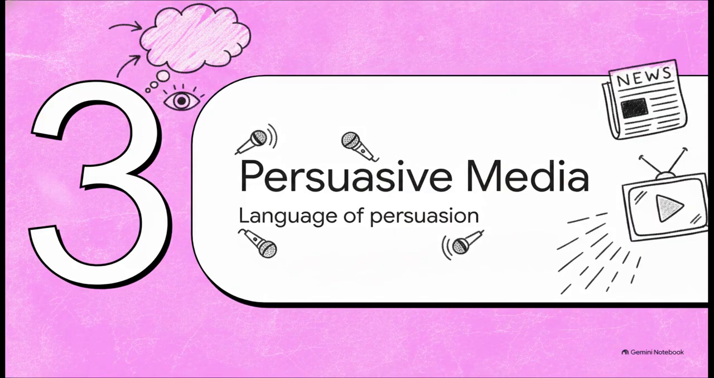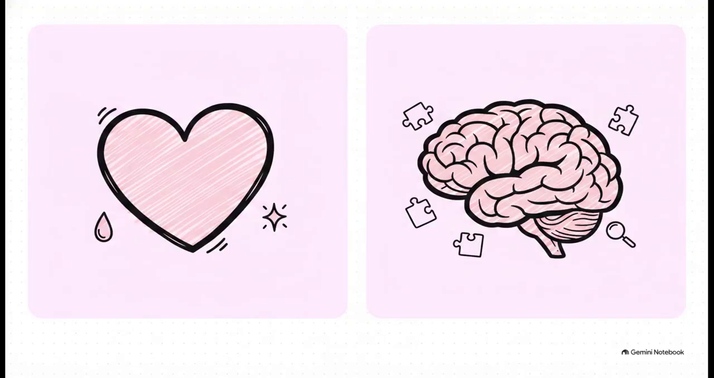Now for Section 3, analyzing persuasive media. Let's zoom out to the macroscopic level. Just like authors choose specific words as clues, media makers use very specific techniques to influence how you think and feel. Aristotle actually identified 2 of the most powerful persuasion tools over 2,000 years ago.